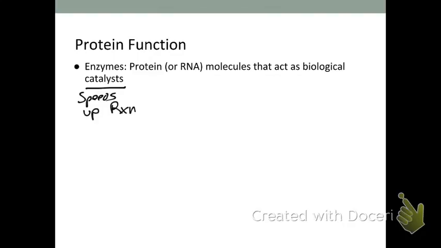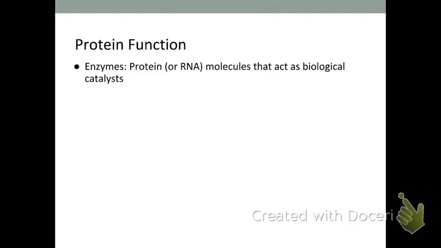Yeah, RxN is the reaction, that's just my abbreviation for it. Zach asks whether the enzyme gets used up when it speeds up the reaction. It doesn't. The enzyme doesn't get used up. The enzyme acts like a little machine that either puts things together or takes things apart, but the machine never really gets used up. That's how a catalyst works.